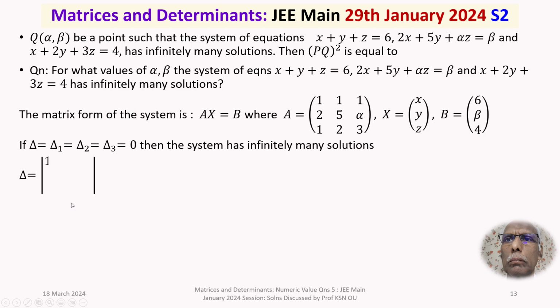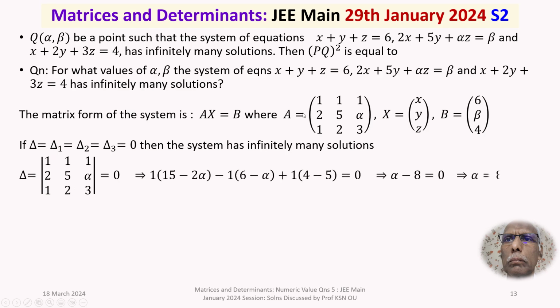Let's first of all take delta. Delta is equal to 0. That is the determinant of A, that is 1, 1, 1, 2, 5, alpha, 1, 2, 3. The determinant is equal to 0. Expand by its first row and simplify. We'll get alpha is equal to 8. So we got the value of alpha.